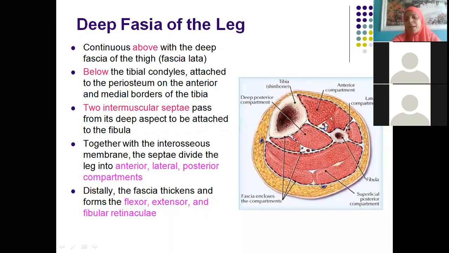It has three compartments: anterior compartment, posterior compartment, and lateral compartment. We are going to elaborate everything now. The deep fascia is thickened to form the retinacula. In the front we have extensor retinacula. Behind we have flexor retinacula. On the lateral side we have peroneal, also called fibular retinaculae, plural.